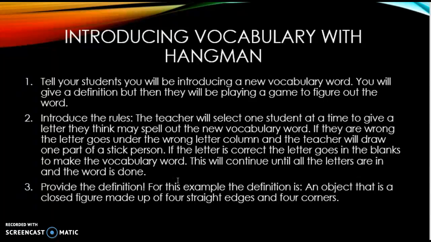If they are wrong, the letter goes under the wrong letter column and the teacher will draw one part of a stick person. If the letter is correct, the letter goes in the blanks to make the new vocabulary word. This will continue until all the letters are in and the word is completed. Provide the definition. So for this example, the definition is an object that is a closed figure made up of 4 straight edges and 4 corners.